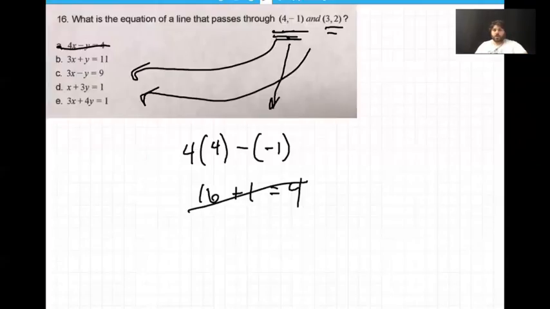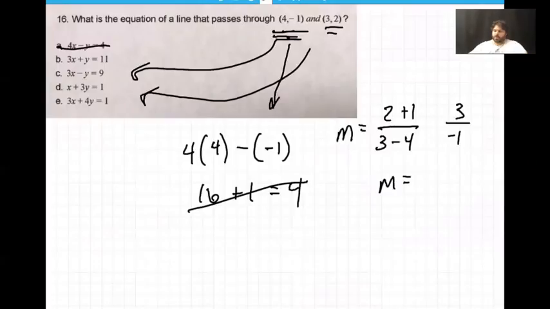Now the other way, of course, is to actually do the process here. So find the slope first. Remember, that's always your first step. So y2 minus y1. Notice y2 is 2 and y1 is -1, but since I'm subtracting that negative, I end up adding. Divided by 3 minus 4. So I get 3 over -1.